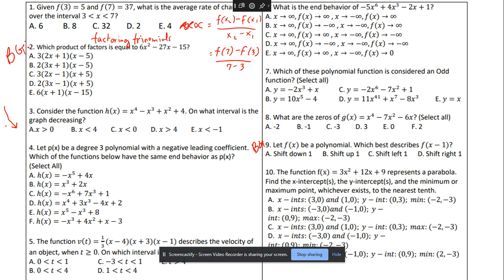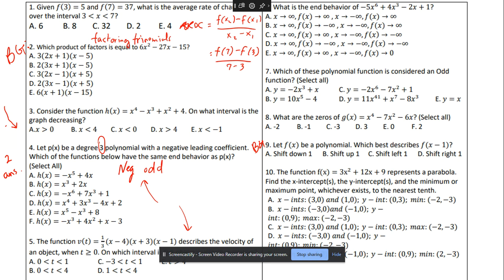Number 4, let p of x, that's just a function, be a degree 3 polynomial with a negative leading coefficient. That means the highest exponent is a 3 and the leading coefficient is negative. Which of the following exhibit the same end behavior? Well, remember, check back with your notes for end behavior. Negative odd, because 3 is odd, negative odd functions. That means on the left it goes up and on the right it goes down. So you need which of these exhibits the same negative odd behavior. Just glancing, there are 2 answers here.